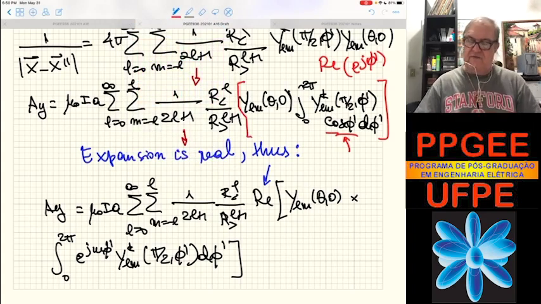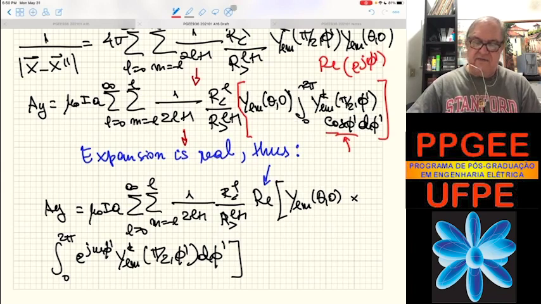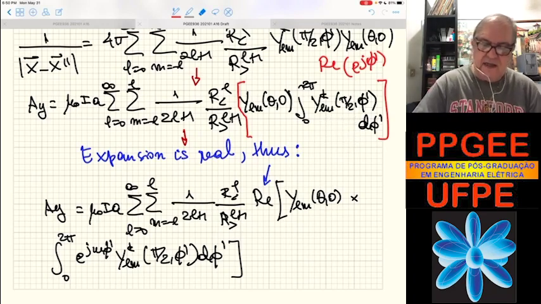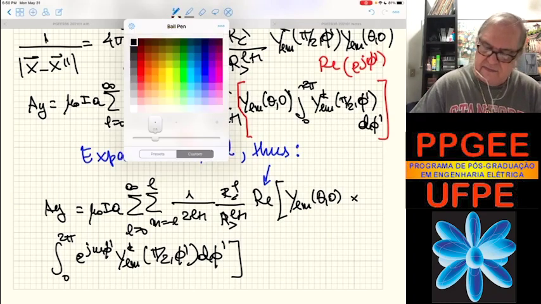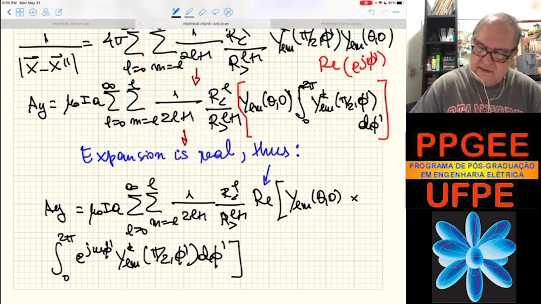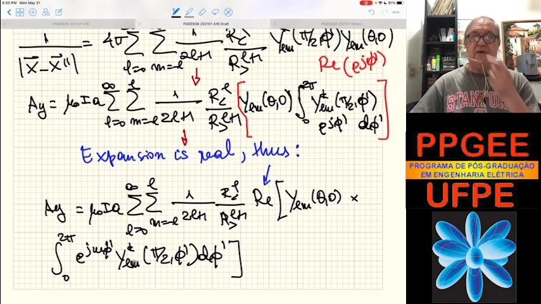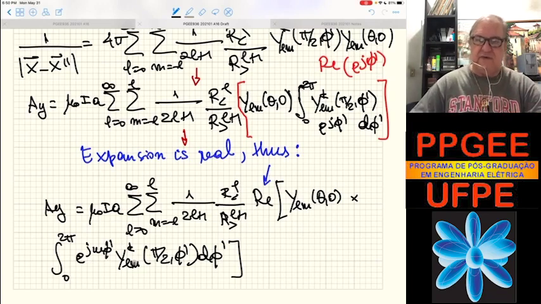It is the real part of this replaced by exponential of j phi prime. It's the same result, right? So we have this result here. What we have to do is to calculate this integral. You see that it's not that difficult.